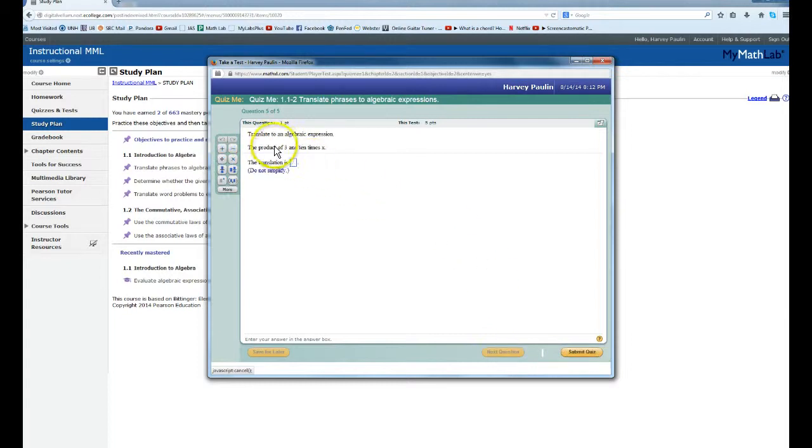And then now, translate into an algebraic expression. The product of 3. So here we have to show multiplication. So 3, I go over here and pick up the multiplication sign. 3 times 10x.